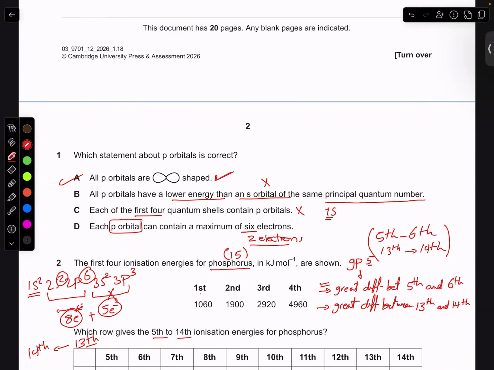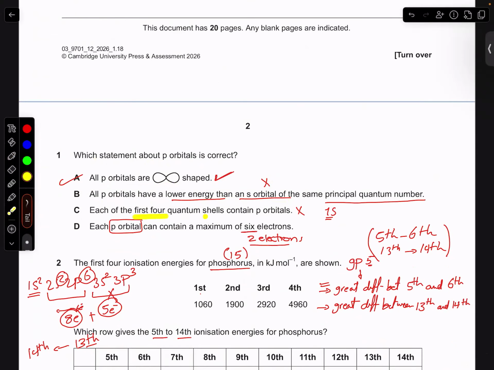Which statement about p orbital is correct? All p orbitals have this shape, dumbbell shape. This is correct. All p orbitals have lower energy than s orbital. This is wrong because s is always less than p in energy.